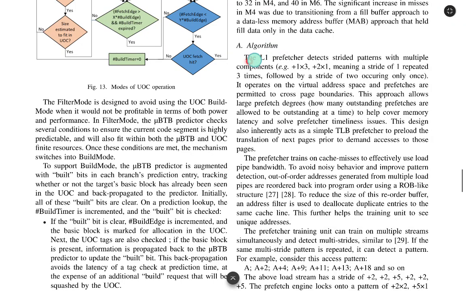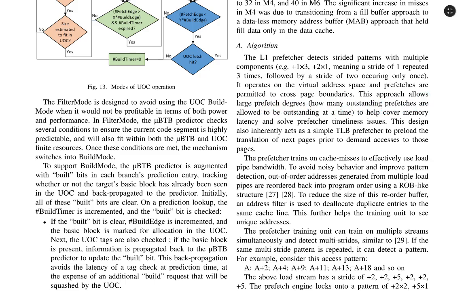A. Algorithm. The L1 prefetcher detects stride patterns with multiple components. For example, +1 times 3, +2 times 1, meaning a stride of 1 repeated 3 times, followed by a stride of 2 occurring only once. It operates in the virtual address space, and prefetches are permitted to cross page boundaries. This approach allows large prefetch degrees. The degree is how many prefetches are allowed to be outstanding at a time.